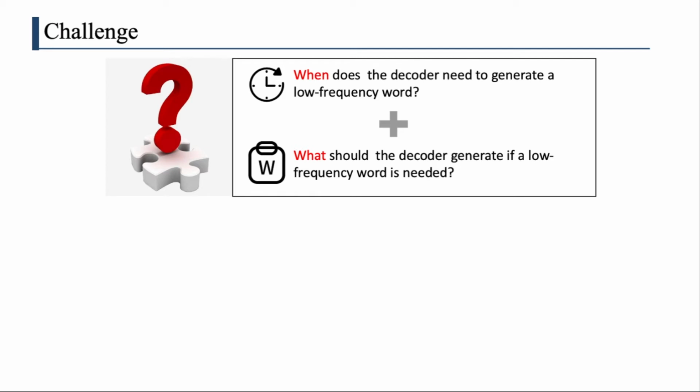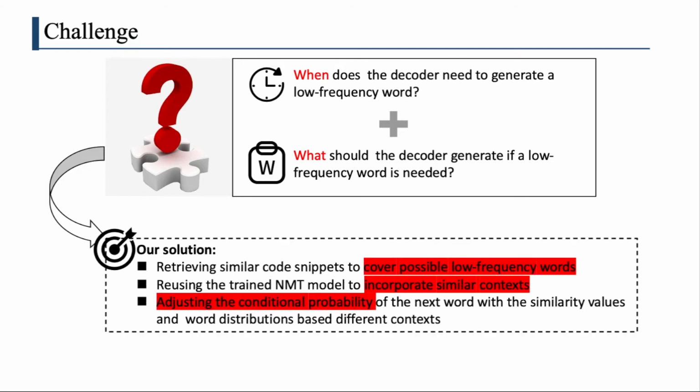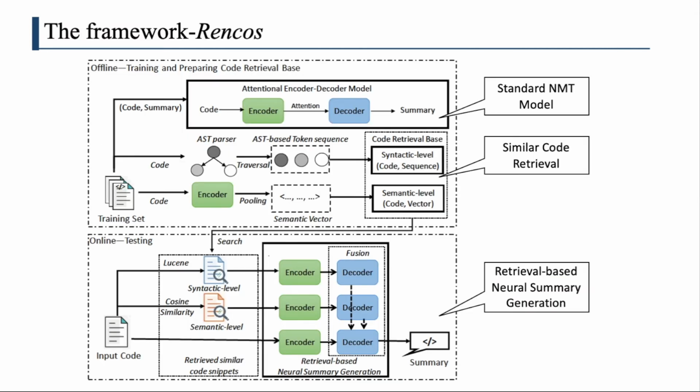In this paper, we propose our solution to realize it. The basic idea is to augment the NMT model with retrieved knowledge according to the similarity and the conditional probability, so that the NMT model knows if it should generate a low-frequency word at each time step. This is the detailed framework. It includes an attentional encoder-decoder model, similar code retrieval, and the retrieval-based neural summary generation. I omit the details of NMT in this part because it's already been introduced before.